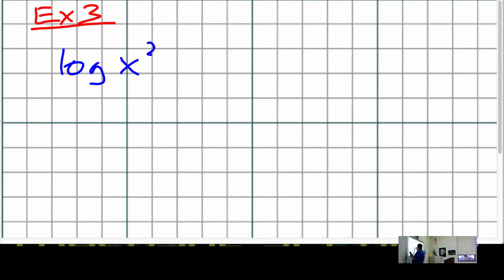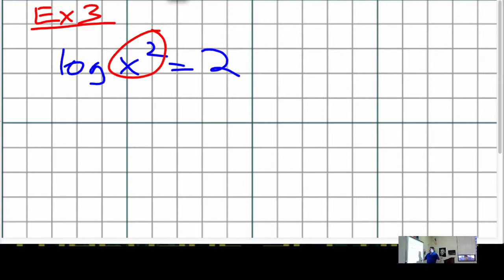Example number 3. Now we get to use this relationship between logs and exponentials. We're asked to solve the following: log of x squared equals 2. Same situation, right? I've got this x squared, it's really like a composite function. I have x squared plugged inside the logarithmic function.